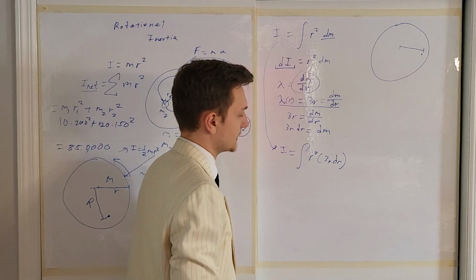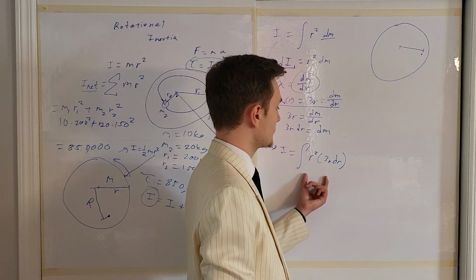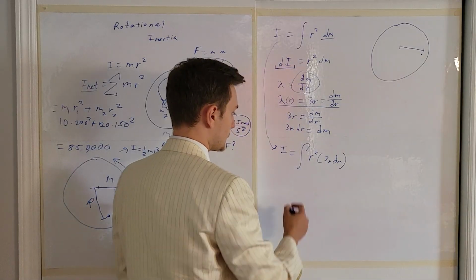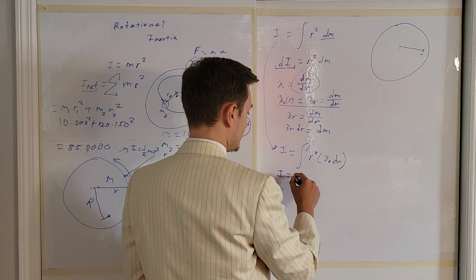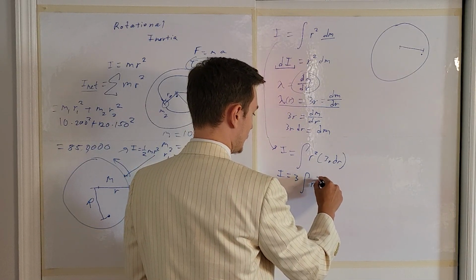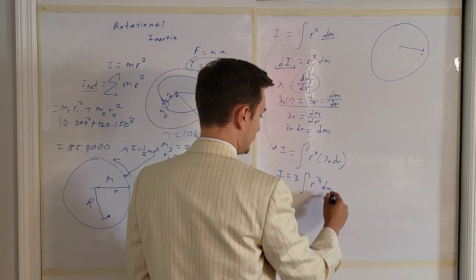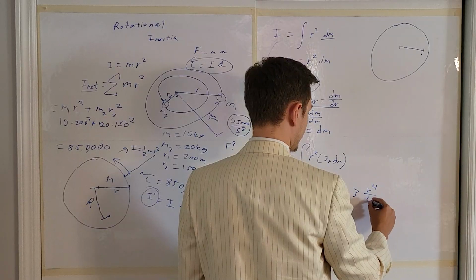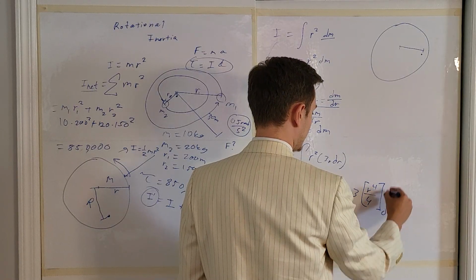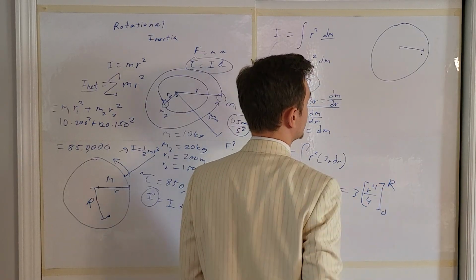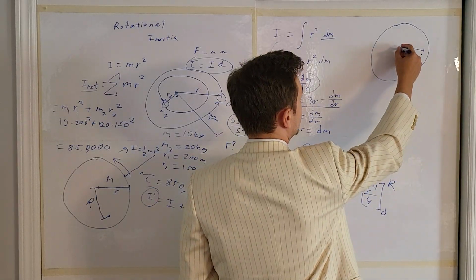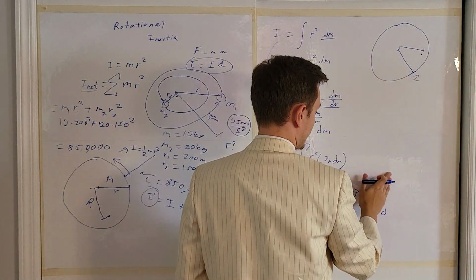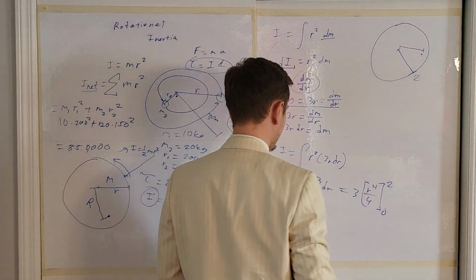Now I can work with this because my integrand is in variables of r and my differential is in terms of r. So this is going to become 3 times the integral of r to the third dr, and we know how to evaluate this. This is 3 times r to the fourth over 4, all the way from 0 out to my final radius, okay? Let's say that the disk is of radius 2 meters, whatever. We're going to integrate it from 0 to 2.